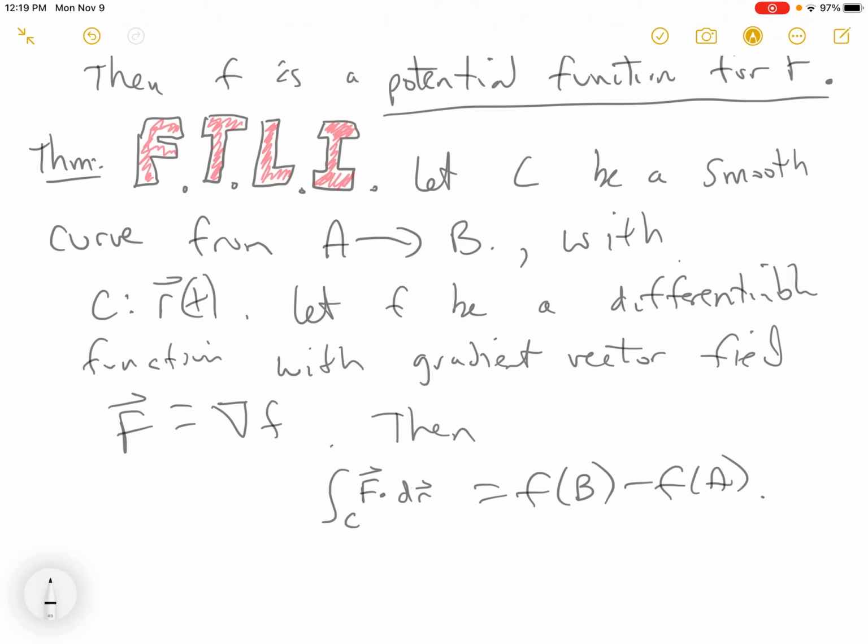And so, as long as you know what f is, and as long as F is the gradient of f, then your integrations are very, very simple. All you do is look at the endpoints and evaluate at f. Okay.